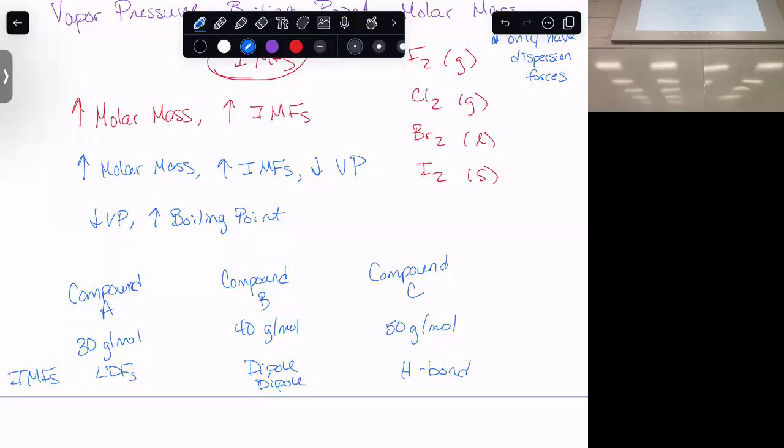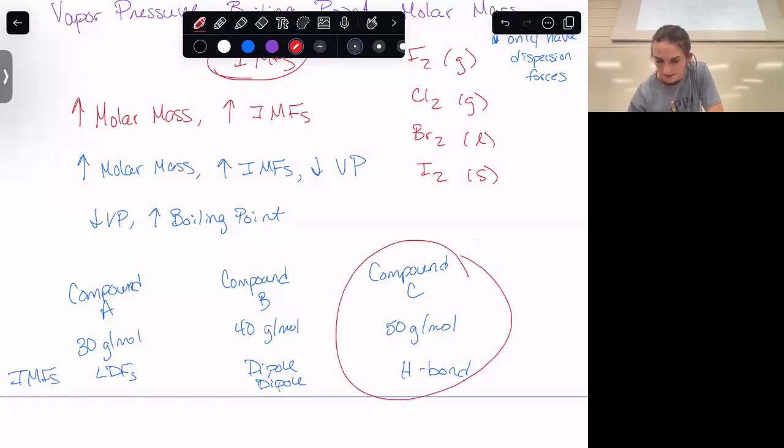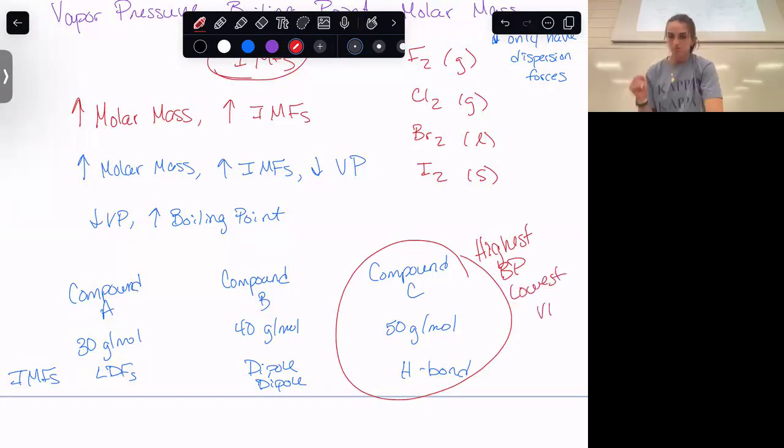Which one's going to have the highest boiling point here? C, compound C, for two reasons, right? We have the highest molar mass, and we also have the greatest intermolecular forces. So compound C is going to have the highest boiling point. What does that mean about its vapor pressure? It'll have the lowest vapor pressure. That makes sense in terms of an example. Any other questions on that topic?